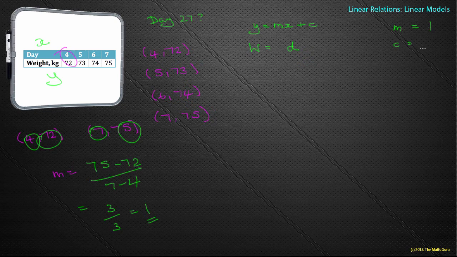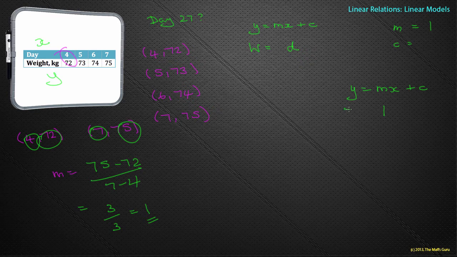How do I find my c value? Exactly the same as we did the last time. I've got y equals mx plus c. I now know my gradient is 1. Do I have an x and a y value? Well, of course, I've actually now got 1, 2, 3, 4. I can use any of these because they fall on the line, but we use 4 and 72.